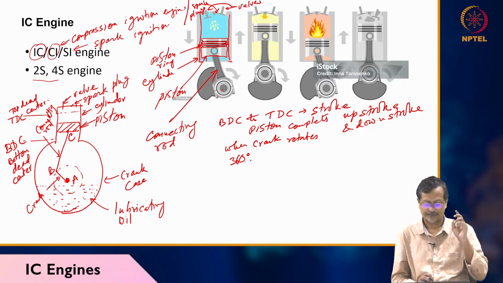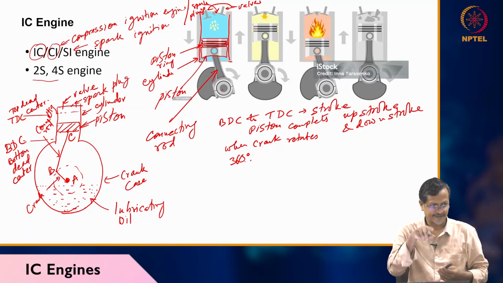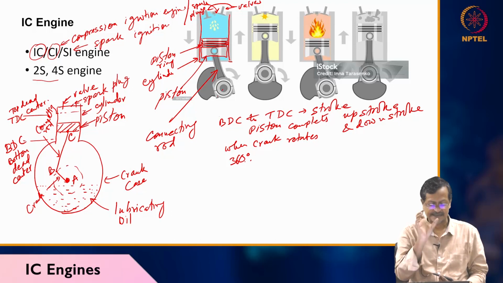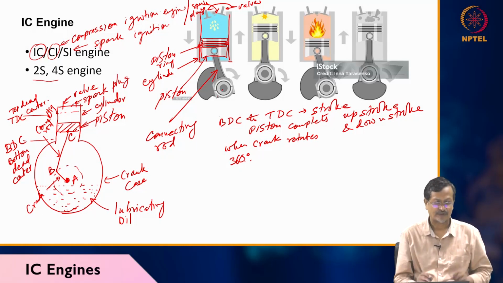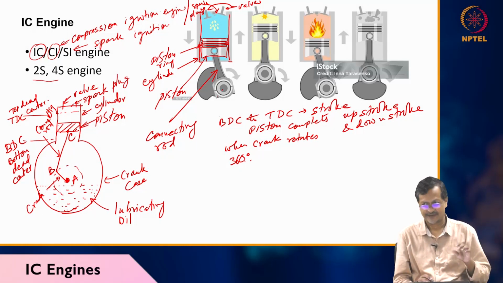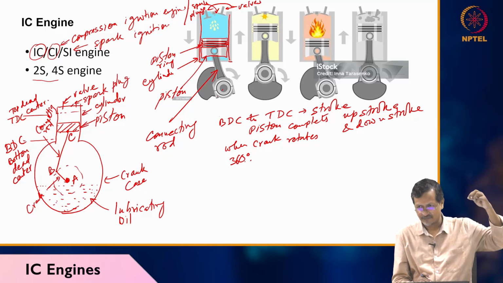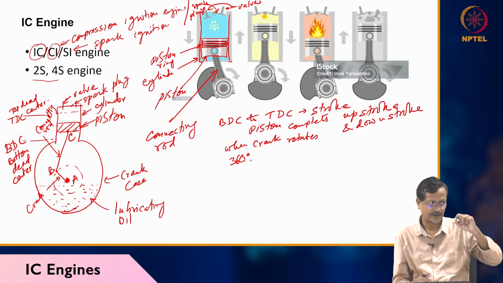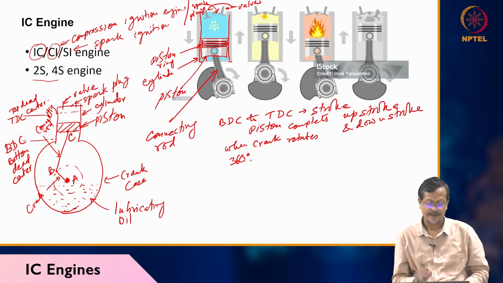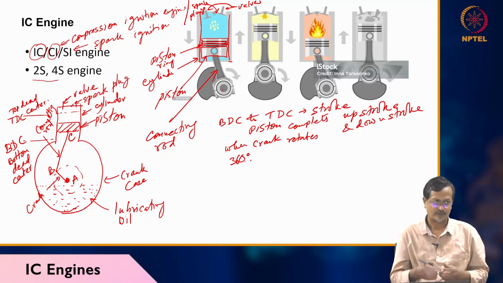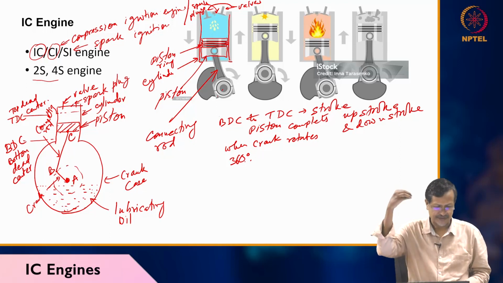Your IC engine will have one crankcase, one crank, one connecting rod, piston ring, cylinder, valves, spark plug. In some cases, if it is a CI engine, it will have a nozzle. Later I will discuss the difference between SI and CI. A CI engine will have a nozzle injecting fuel in atomized form. But an SI engine will mix air and fuel, then inject it into the cylinder.